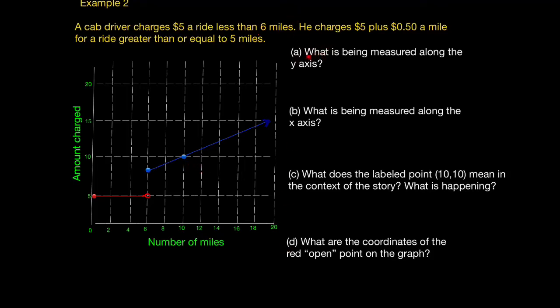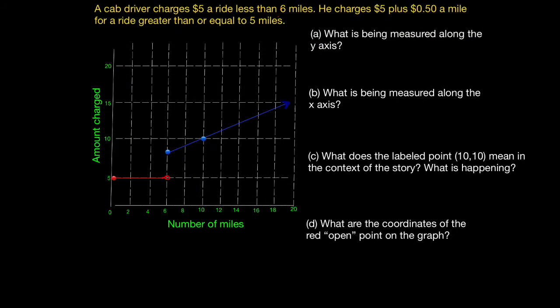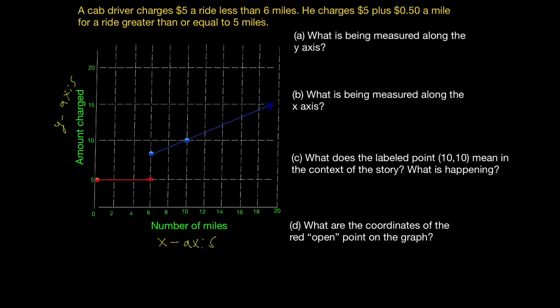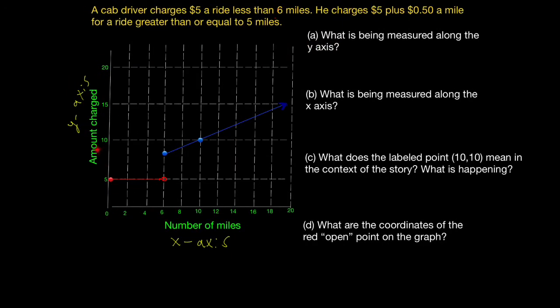Beginning with part A, what is being measured along the y-axis? We can hit 2 birds with 1 stone here. If we label this, this is the x-axis, and this is the y-axis. For the first part, we're looking for y, so the y-axis is going to be amount charged. The second part is asking for x, and that's going to be number of miles.